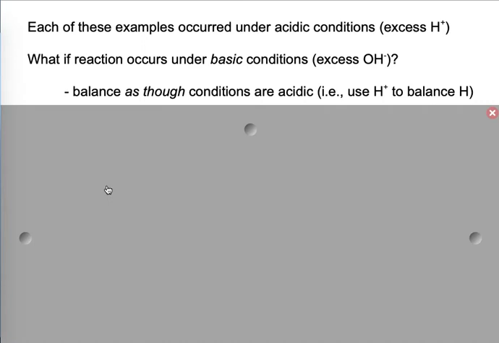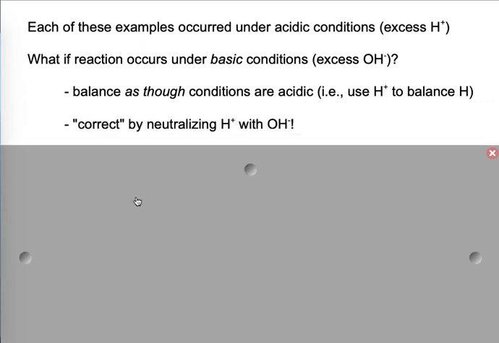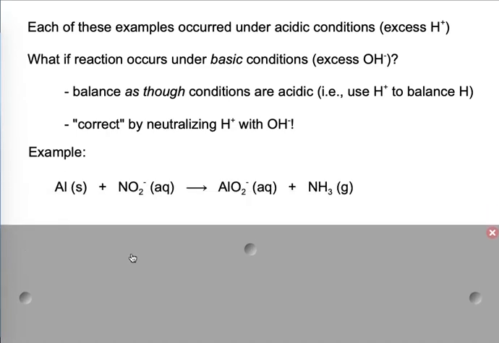And then once you have your balanced but chemically inaccurate final equation, you will fix it by neutralizing any hydrogen ions that are present by adding hydroxide. And you will see what effect that has. So here's an example. Aluminum metal reacts with nitrite anions under basic conditions to form AlO2-, the aluminate anion, plus ammonia as a gas. Now, you can easily see that this must be under basic conditions because if this were under acidic conditions, the aluminate anion would form aluminum 3+ cations and ammonia would form ammonium ions.